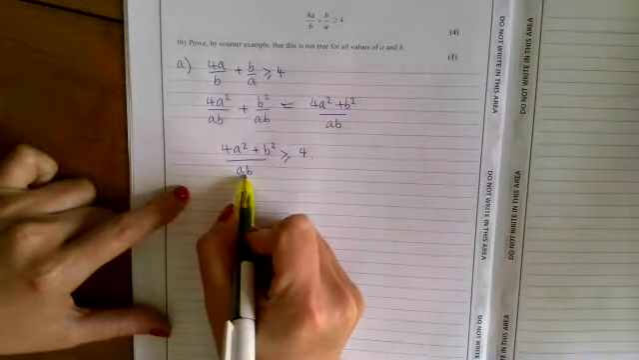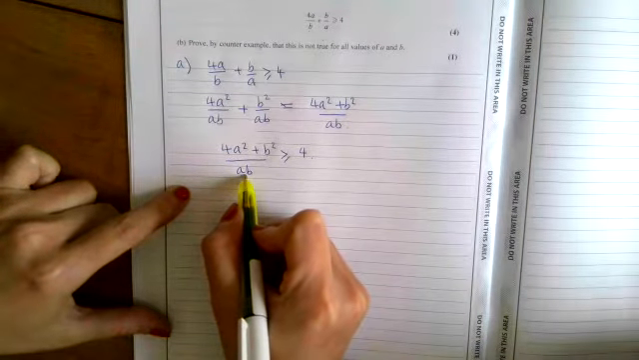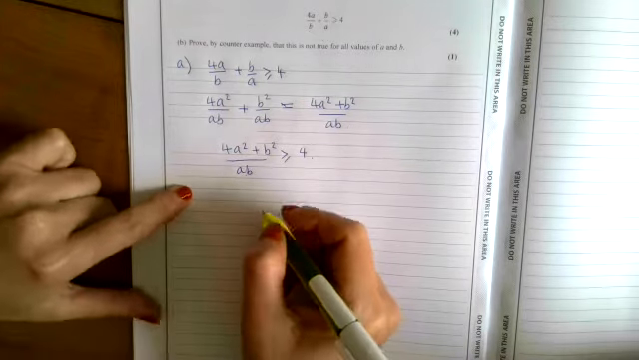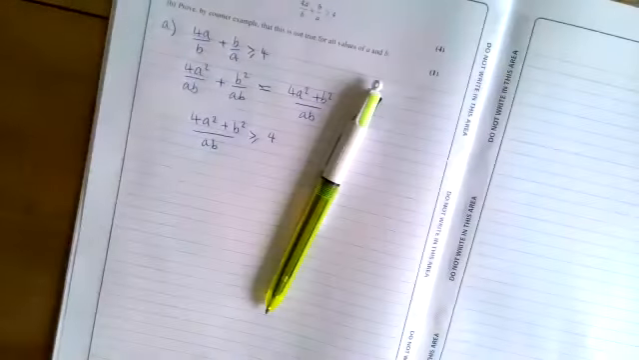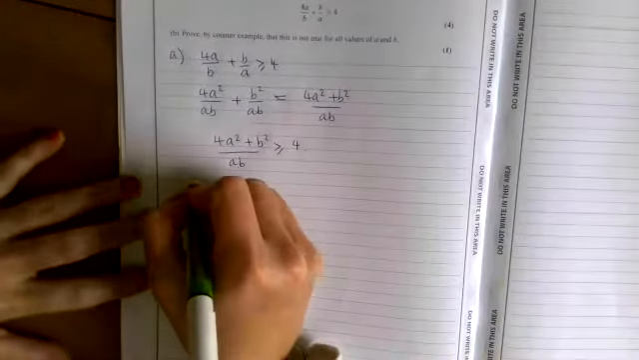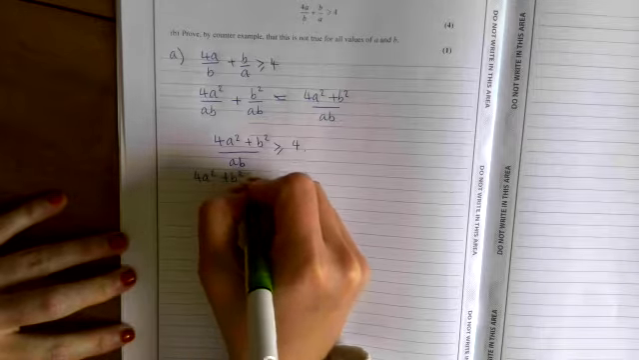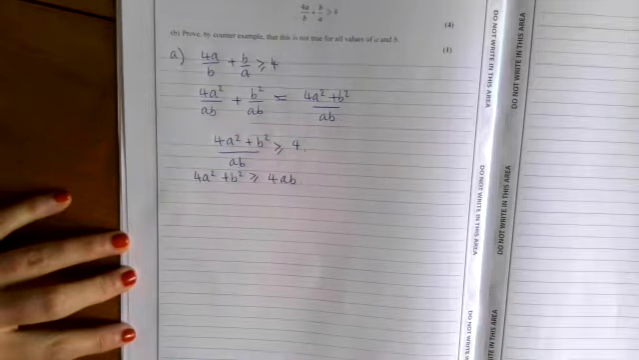So I'm going to multiply by AB. I don't really like having this fraction here. There's a chance that my cat might roll onto this paper in a minute. He seems to have jumped on the table. So, oh, here we go. Hang on. I multiply by AB. So 4A squared plus B squared is greater than or equal to 4AB.